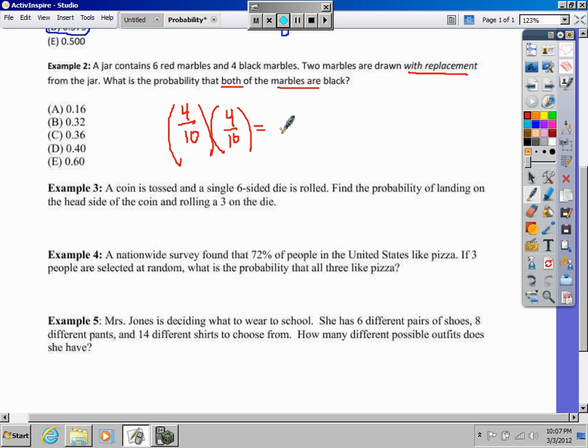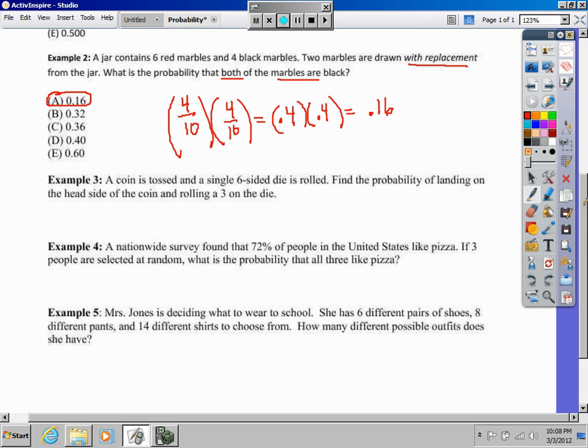So technically it's 4/10 times 4/10, and when I multiply that together, I get 0.16. So the probability that both of them are going to be black is 0.16. Notice because it's with replacement, we're still dividing by 10 even on the second marble. If it would be without replacement, then you would divide by 9 because the first marble is no longer in the jar.